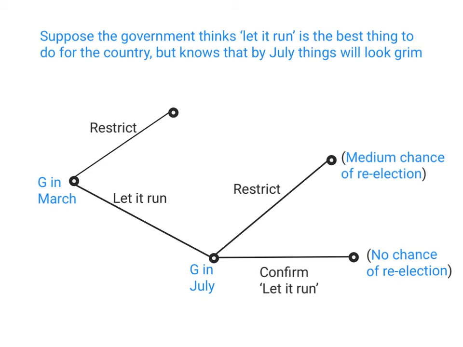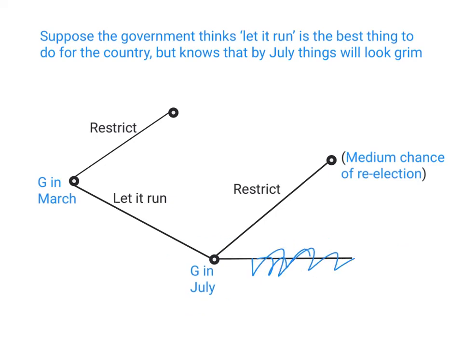Let's apply our credibility test now by asking what would happen if the government gets to make that choice in July. Well, if the government imposes restrictions, it has a medium chance of re-election. If it continues to let the virus run, it will not get elected. The government wants to be re-elected, so we would expect that the government in July will in fact choose to start imposing some restrictions. So the government in March knows that it is in fact not credible for it to commit to letting the virus run and not changing its mind in July.